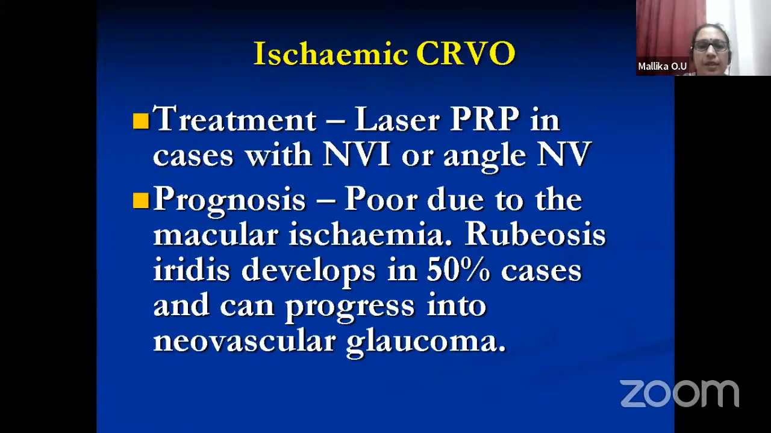So I have written that rubeosis iridis develops in 50% of the cases and progresses into neovascular glaucoma. So you may get questions like: draw the fundus picture of central retinal vein occlusion. So you can classify into ischemic and non-ischemic, and you can draw the fundus picture. You can get questions like causes of rubeosis iridis. The first and foremost cause is central retinal vein occlusion, or both proliferative diabetic retinopathy and central retinal vein occlusion, almost equal causes for neovascular glaucoma or rubeosis iridis.